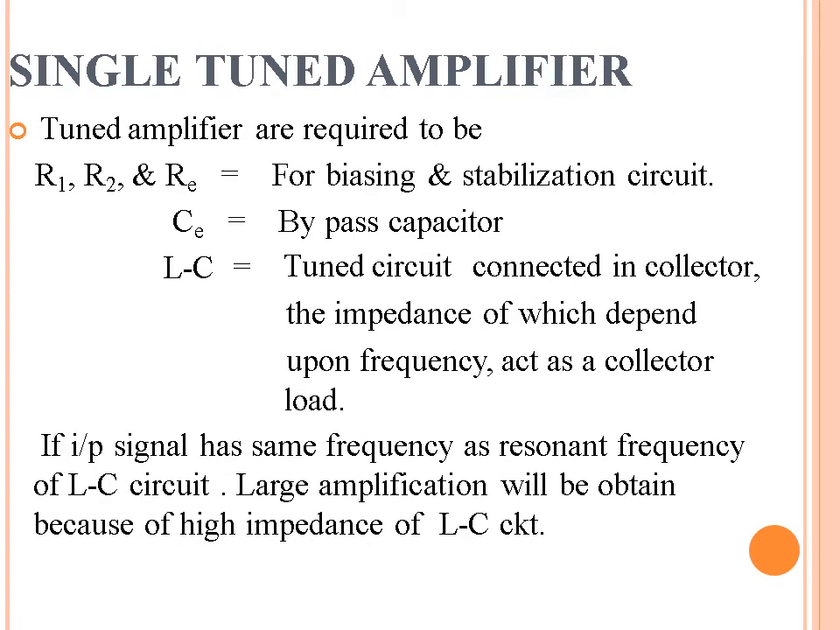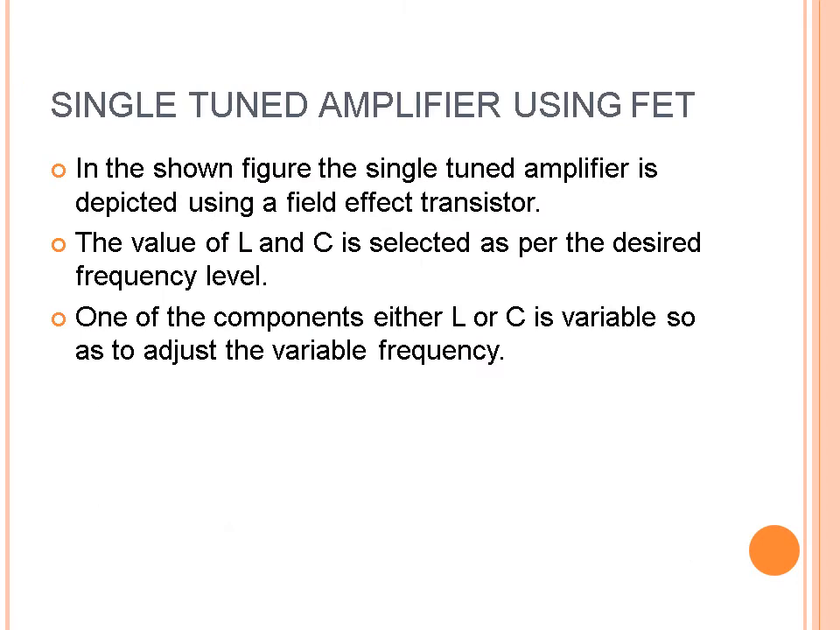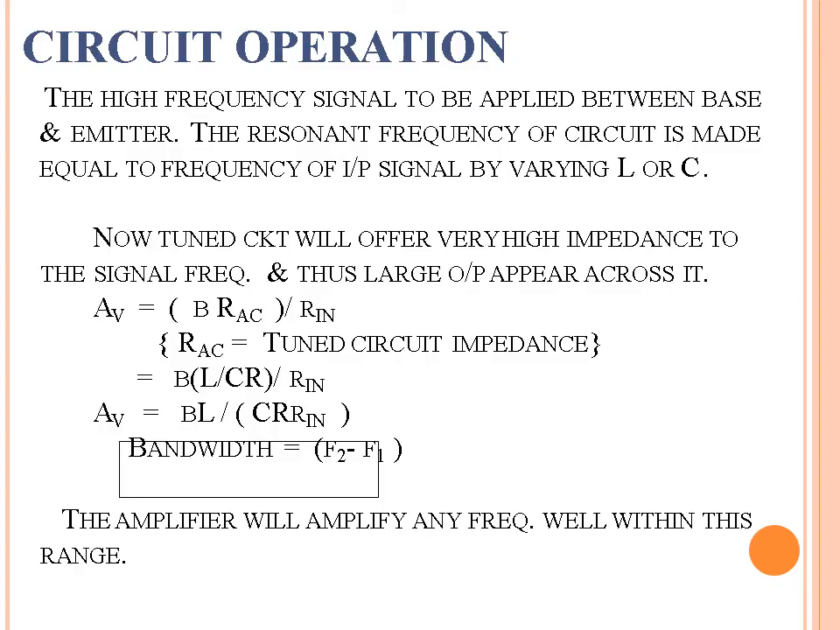So here the tuned amplifier is required to satisfy all these parameters. If the input signal has the same frequency as the resonant frequency of the LC circuit, large amplification will be obtained because of the high impedance of the LC circuit. This is the single tuned amplifier using a FET. In the figure we can see that it is depicted using a field effect transistor, FET. The values of L and C are selected as per the desired frequency. One of the components, either L or C, is variable so as to adjust the frequency.